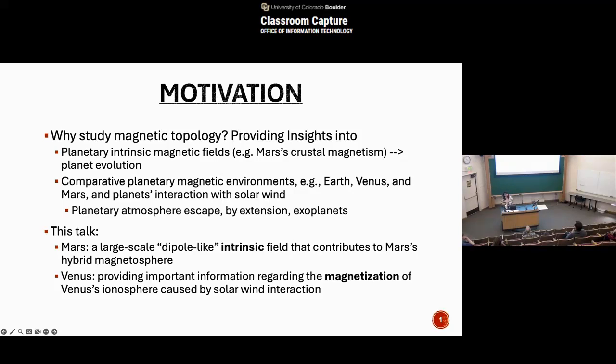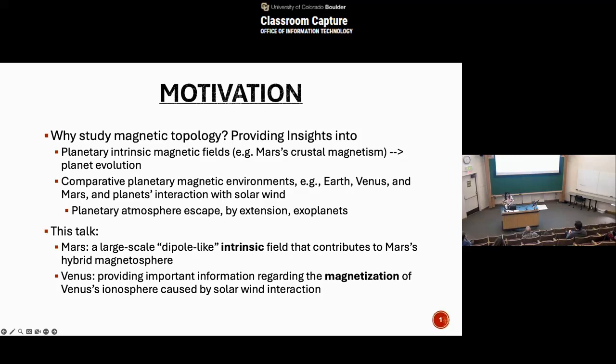Also, the planet interacts with the solar wind. And that's important for understanding the planetary atmosphere escape. By extension, that also helps understand the exoplanet atmosphere evolution. That's a branch of our field as well.